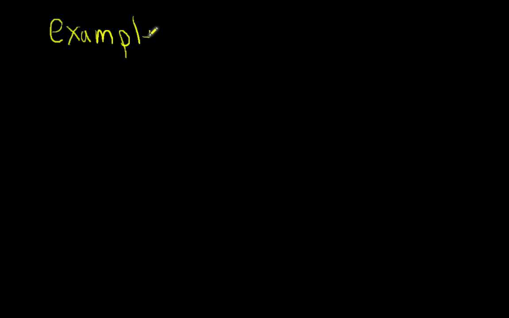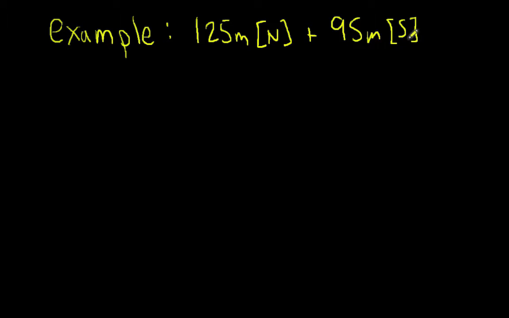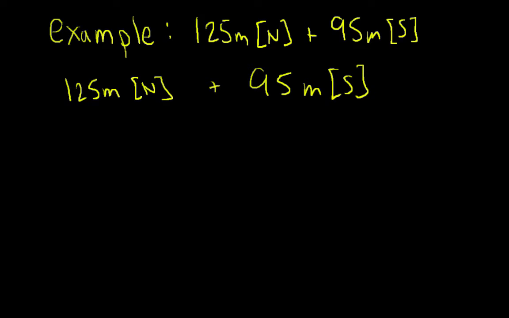Here's an example. 125 meters to the north plus 95 meters to the south. We'll start by writing out the question again so I can show you how to use the plus and minus sign instead of directions. Cross out the direction and replace it with the corresponding sign. So north becomes positive and we have positive 125, and south becomes negative and we have negative 95.